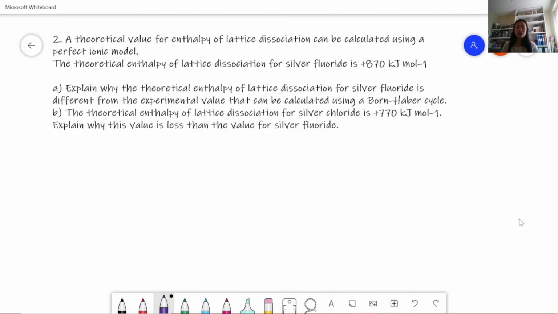Well, the key thing to remember here is that when they calculate this theoretical value, they assume that perfect ionic model. And this means that they assume that the ions are perfectly spherical. And this isn't the case because ionic compounds actually have some covalent character depending on the compound. And so the answer is that there is some covalent character present.